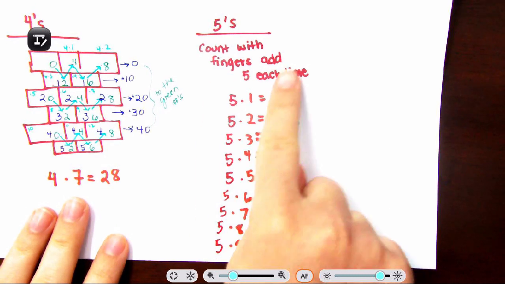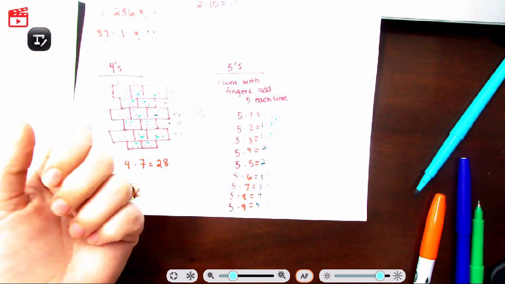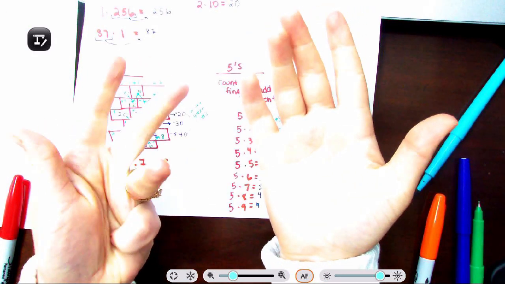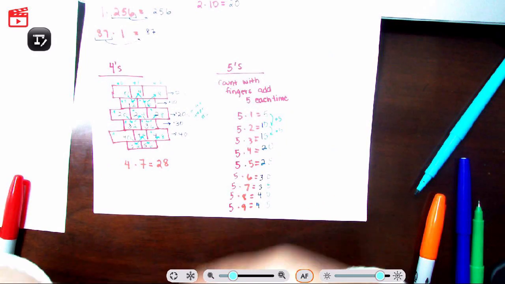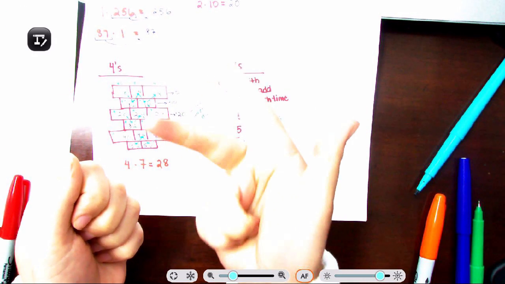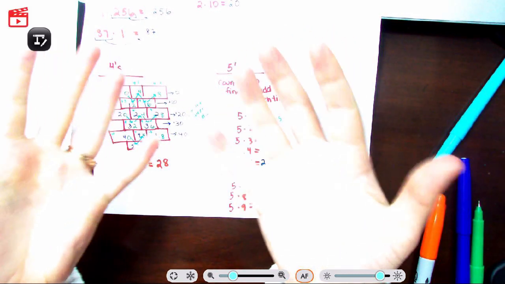So how I said count with your fingers, I usually count with my fingers. Let's go ahead and zoom out. So I say 5, 10, 15, 20, 25, 30, 35, 40, 45, 50. And it kind of rhymes. If you do it enough with your fingers, it rhymes. So let's try again. 5, 10, 15, 20, 25, 30, 35, 40, 45, 50. There you go. That's how I count with my fingers.